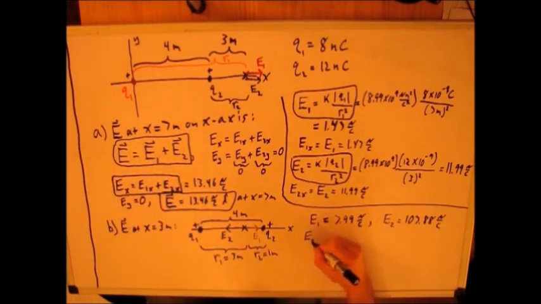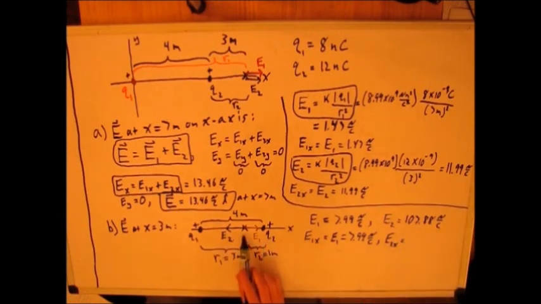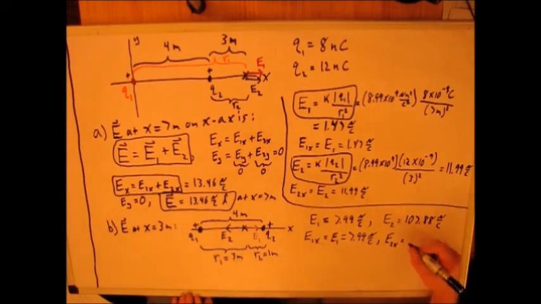So E1x: E1 points in the positive x direction, so it's just equal to the magnitude E1, which is 7.99 newtons per coulomb. E2x, the x component of the electric field due to Q2, you can see it's pointing to the left, which is the negative x direction. So E2x is going to be minus the magnitude E2, so it's minus 107.88 newtons per coulomb.